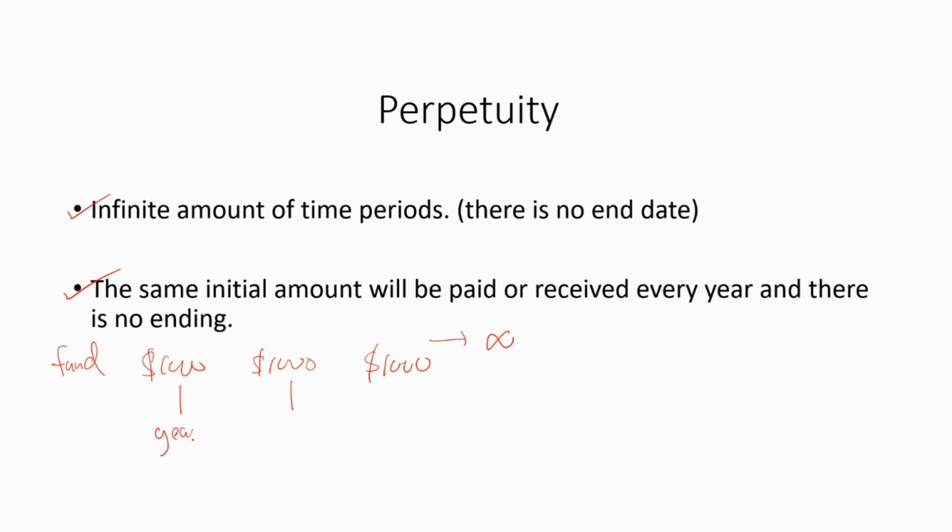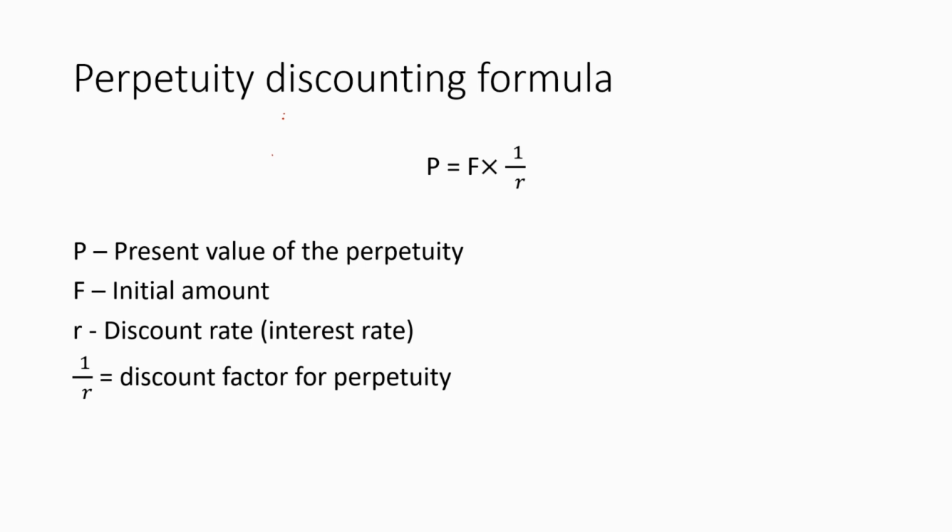Year 1, year 2, year 3 to infinity. What we are going to do under perpetuity is calculate the present value of these cash flows. This is the perpetuity discounting formula. Now you have already learned about a few different discounting factors and discounting formulas. For the perpetuity, this is the formula.